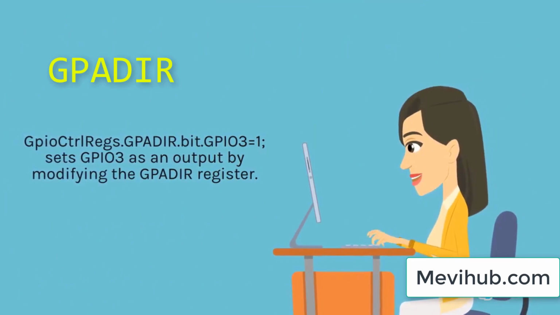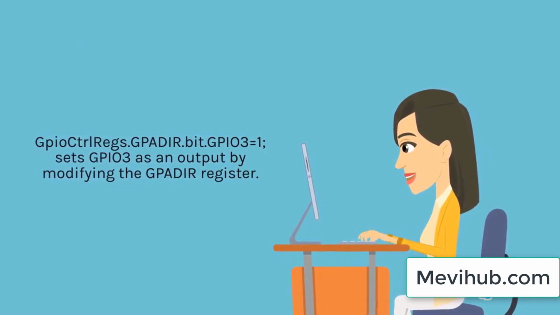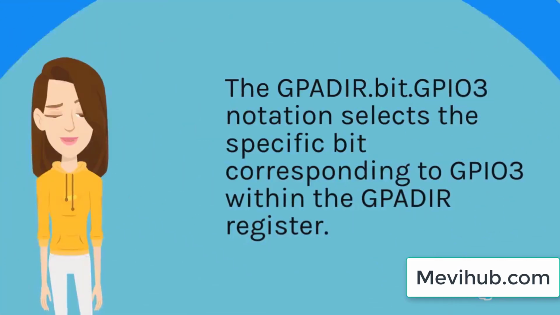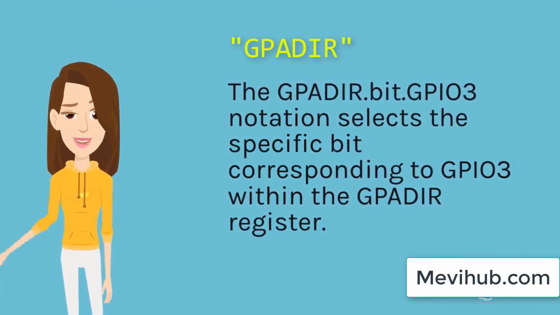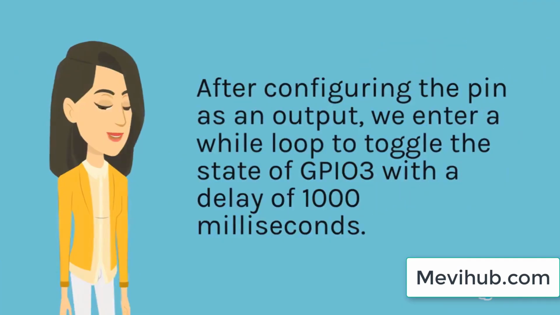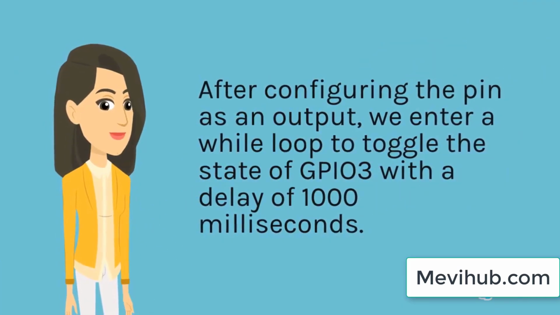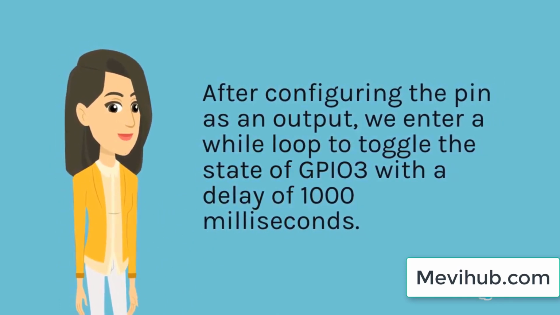GpioCtrlRegs.GPADIR.bit.GPIO3 equals 1 sets GPIO3 as an output by modifying the GPIO register. The GPIO.bit.GPIO3 notation selects the specific bit corresponding to GPIO3 within the GPIO register. After configuring the pin as an output, we enter a while loop to toggle the state of GPIO3 with a delay of 1000 milliseconds.